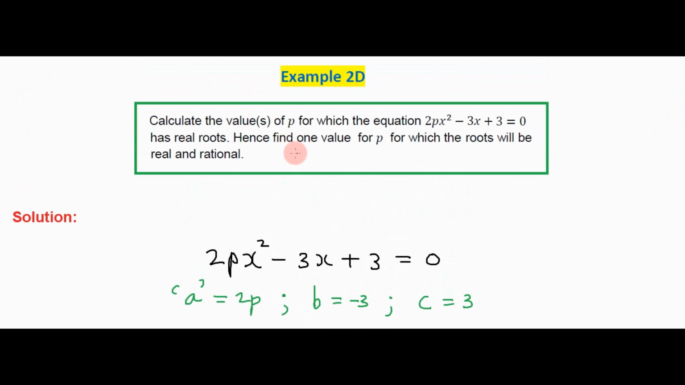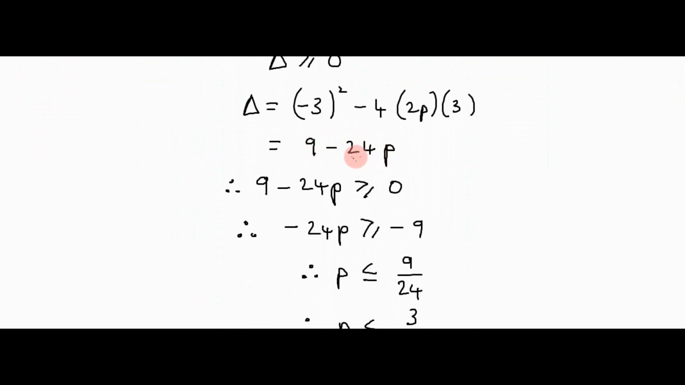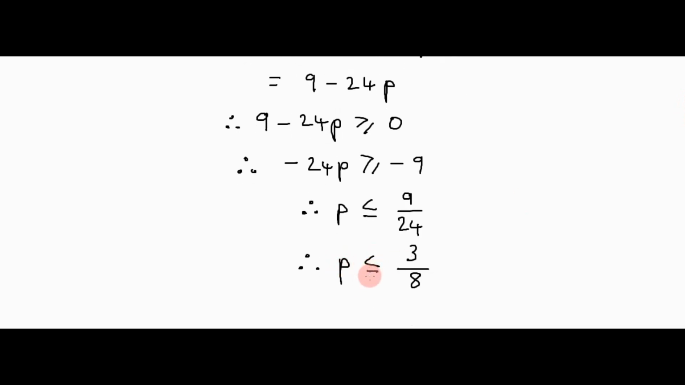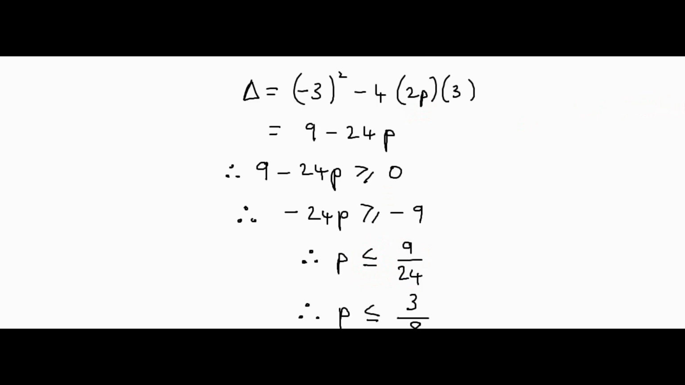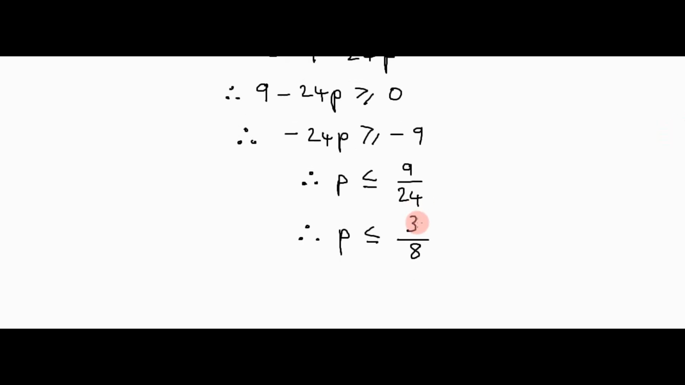Let's now go to the second part of this question. It says, hence, find one value for p for which the roots will be real and rational. We know that for rational roots, delta must be a perfect square. In other words, 9 minus 24p must be a perfect square. We're going to do this by inspection. We already know that p must be less than or equal to 3 over 8. So we're looking for a value of p which is less than or equal to 3 over 8, that when we substitute it into 9 minus 24p, which is delta, we get a perfect square. So let's try 3 over 8.